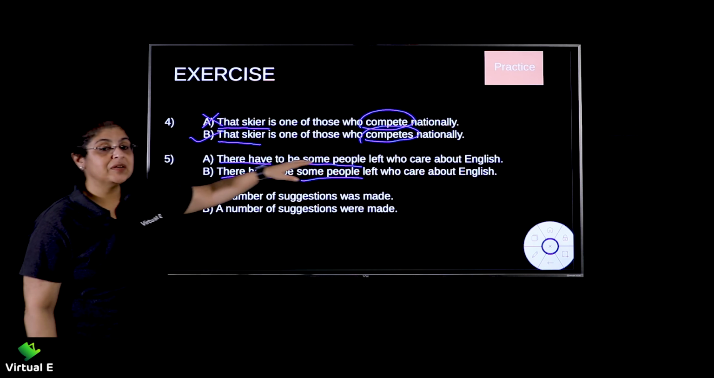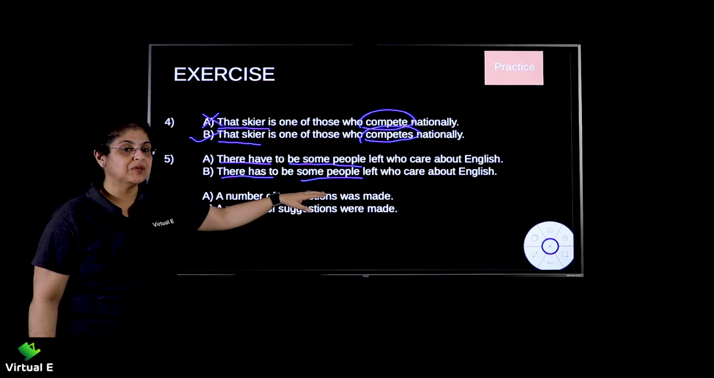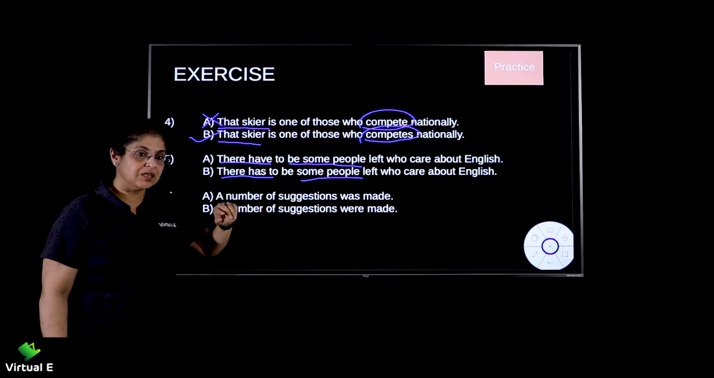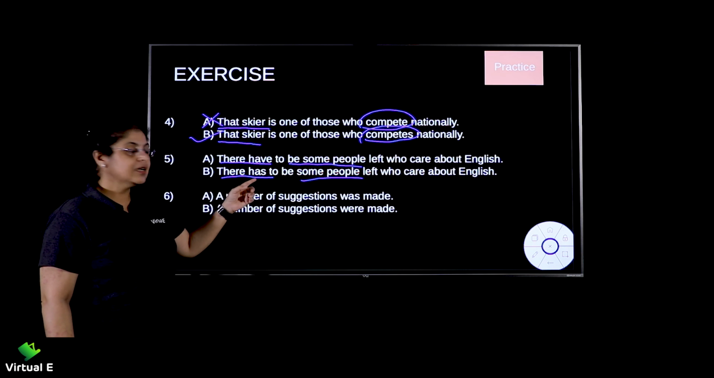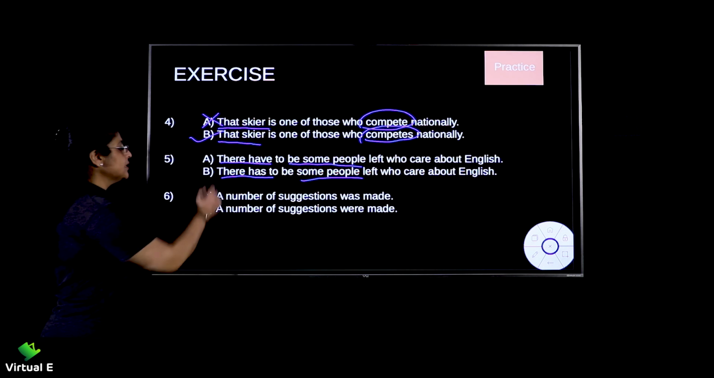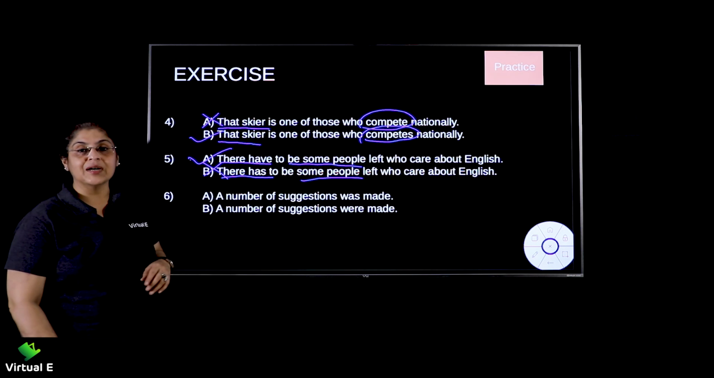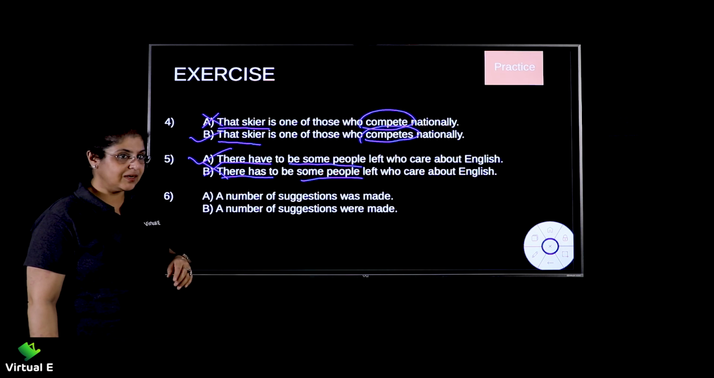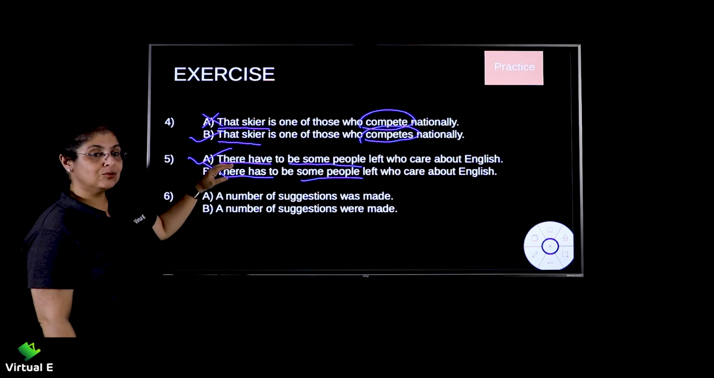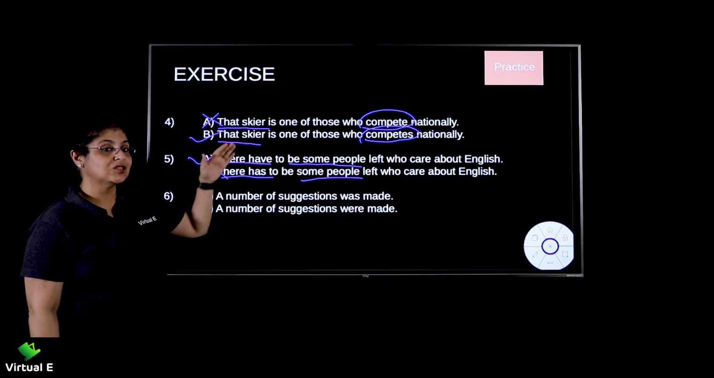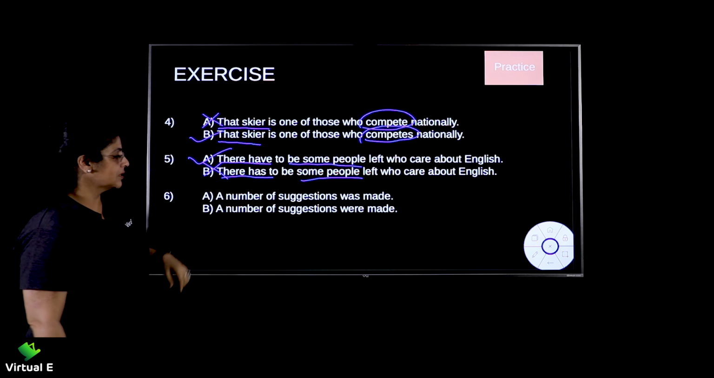Now, have to be some people or has to be some people. People are plural or singular? We just said they are plural. Has is singular. So, obviously, we cannot consider B. A is our right answer. Correct? Got it? Remember the rule of there when your sentence begins with there is or there are. This is how it is.